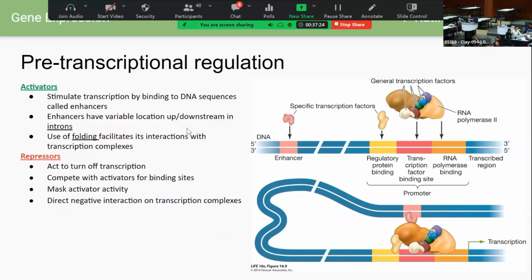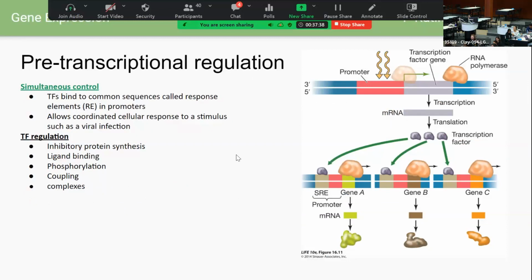Activators, as the name suggests, also promote transcription. Repressors, as it also suggests, turn off transcription. So it's important to understand how these work to an extent, but I guess it's more important to know the overall effect of what these do. And then simultaneous control, once again, promotes transcription, and transcription factor regulation can have a variety of effects, which you can see here. So not that important, but the ones on the first couple of slides are the ones you should be looking out for.